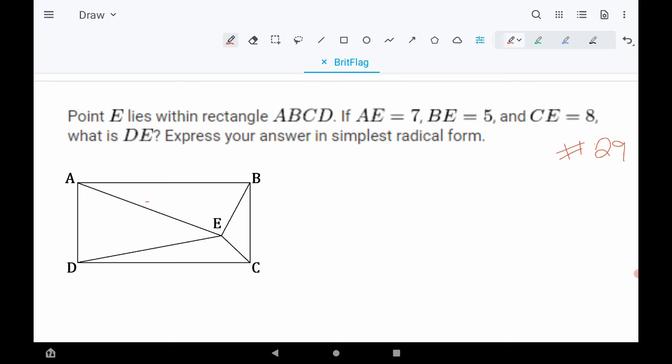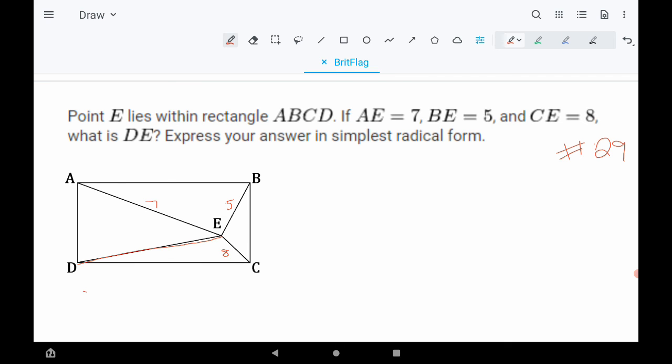So let's read the problem. Point E lies within rectangle ABCD. So the figure I've drawn below, it's not to scale by any means, so it's just a visual representation. Point E lies within rectangle ABCD. If AE is equal to 7, BE is equal to 5, CE is equal to 8, what is DE? Right, what is this segment right here? And express your answer in simple radical form.